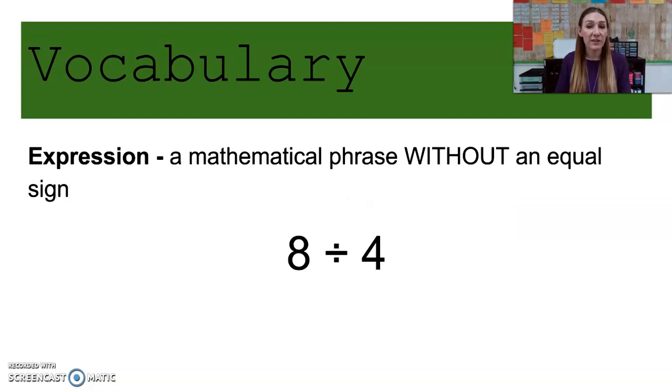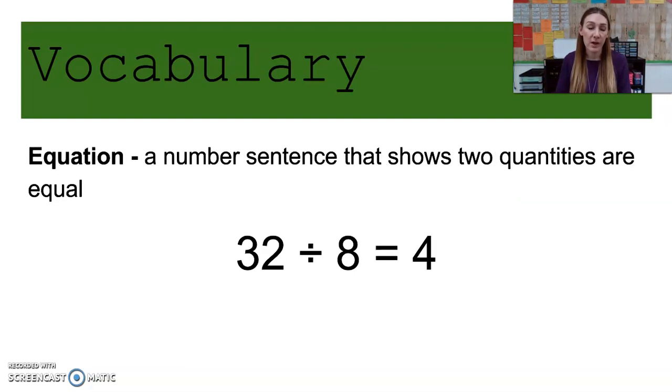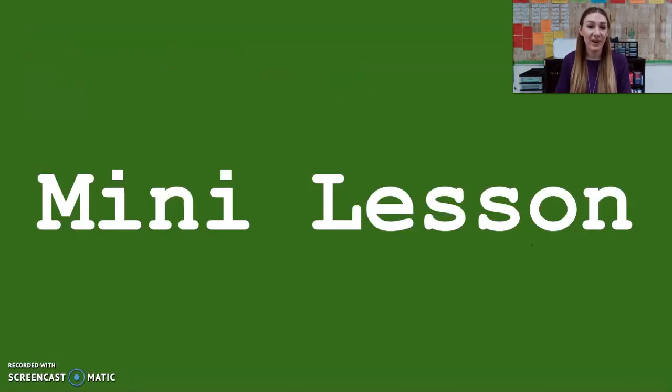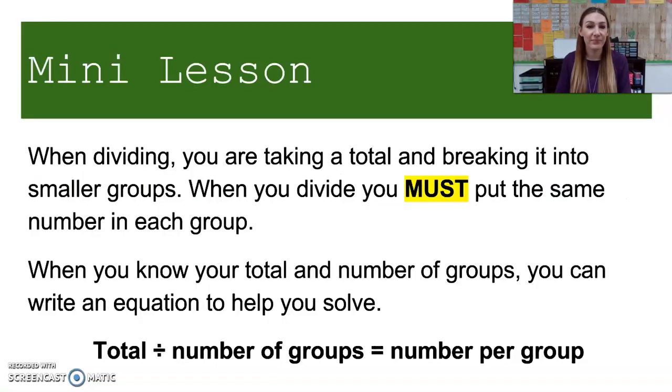An expression is a mathematical phrase without an equal sign. Equation is a number sentence that shows two quantities are equal. So remember, equation has an equal sign. Equation, equal. All right, let's go ahead and get started with our mini lesson.